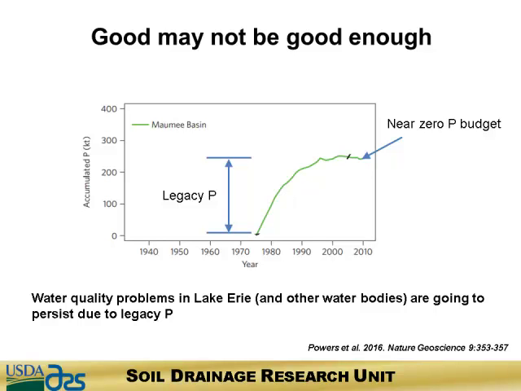So water quality problems in Lake Erie and other water bodies are going to persist as long as we have this legacy phosphorus issue. And it's going to take a while. At 5 pounds an acre, it's going to take a while to draw that back down to where we don't have this legacy issue.